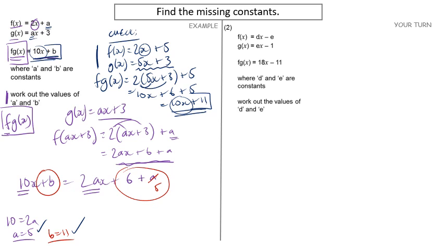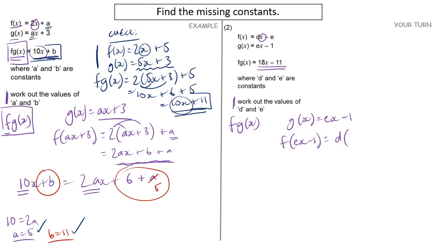So again, the first thing we're going to do is find f of g of x, because then we know that's going to be equal to this. So we can form an equation with those being equal. We can solve it and find out the values for d and e. So g of x we know is equal to ex, take away 1. So that's going to be our input for the function f. And so we'll just substitute that in place of the e here.